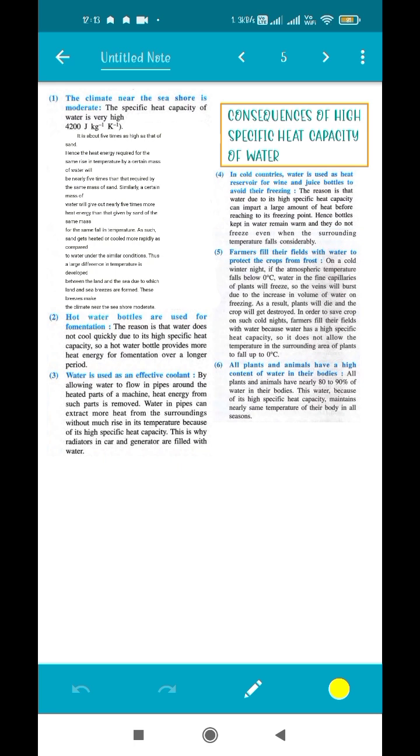This difference in the time of cooling of sand and water causes winds to flow from the sea to the land. You have studied about it in the lower classes. It is called land breeze and sea breeze. But due to these land breezes and sea breezes, there is a moderate climate in the shore areas, in the beach areas.